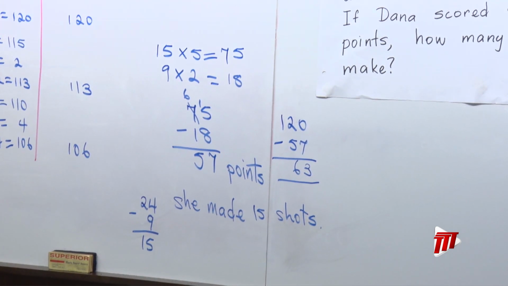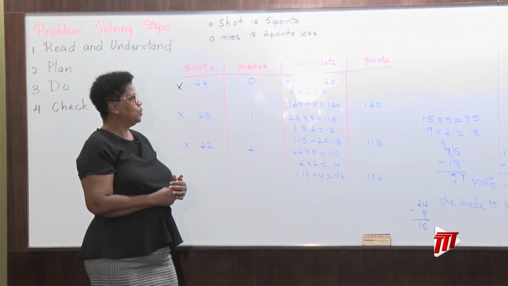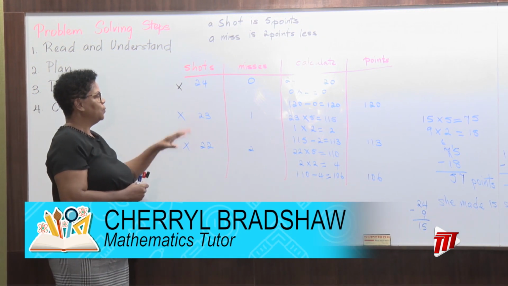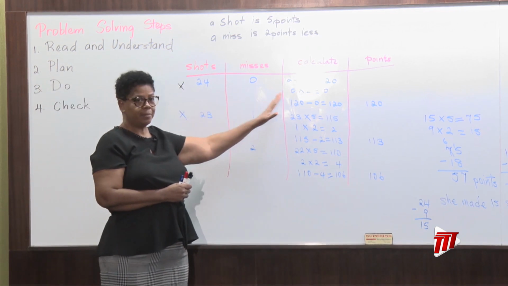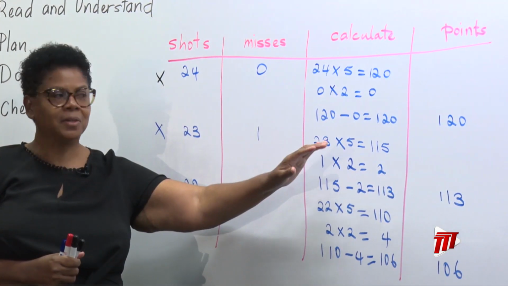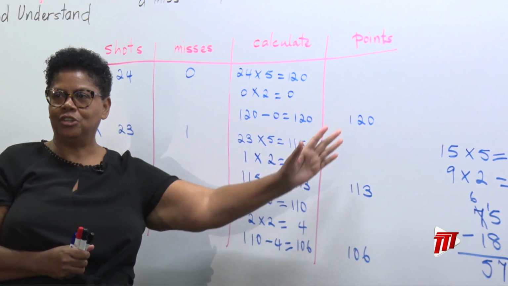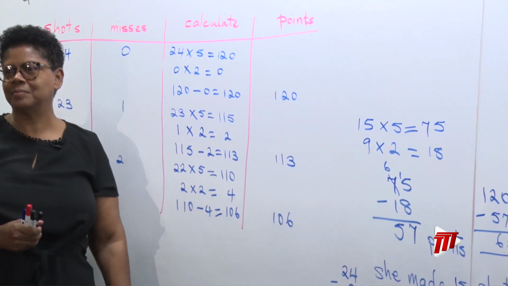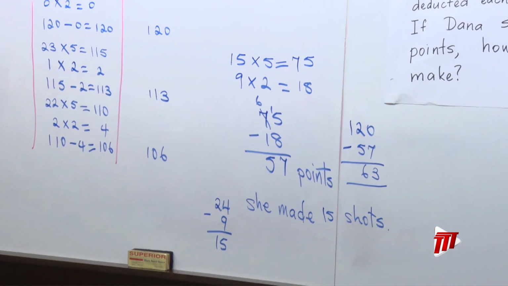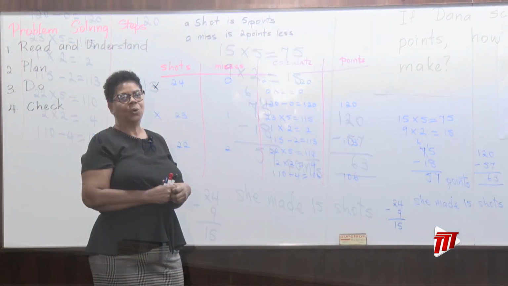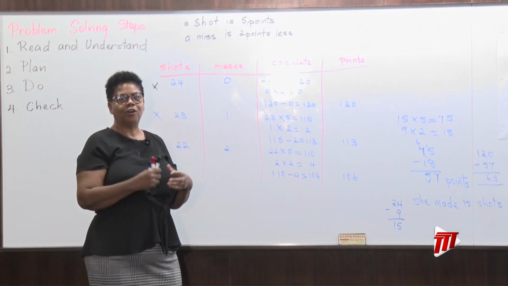So in this problem, the strategies that we used were guess and check, use a table, and use a pattern. So you can use either one strategy in solving your problem, or you can use a combination of more than one.